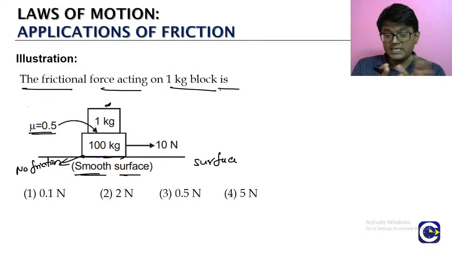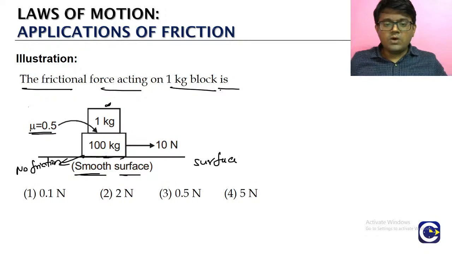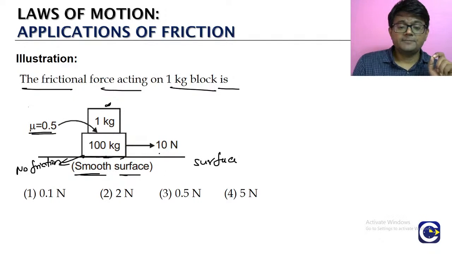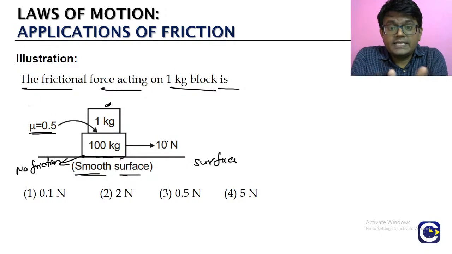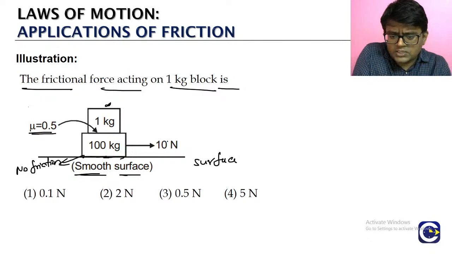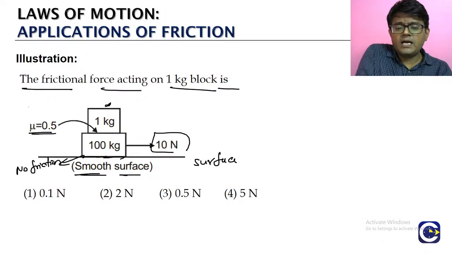So what is actually happening here? See, whenever we have a question like this, we should think as to what is happening with this system first of all. So here, if you observe it, there are no rigid connections. It is like we are keeping the 1 kg block on top of the 100 kg block. The 100 kg block is on the smooth surface. That is the arrangement. We suddenly start to apply a horizontal force of 10 newtons on the 100 kg block.